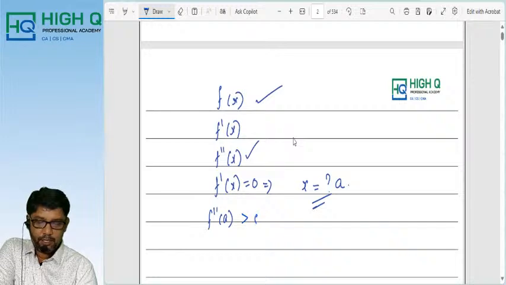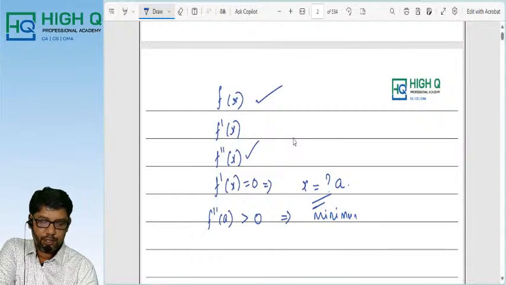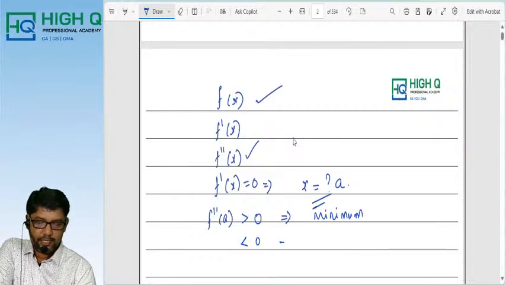If F double dash of A is more than 0, then what is it, my dear? Minimum. The function is minimum. Less than 0, the function is what? Maximum.